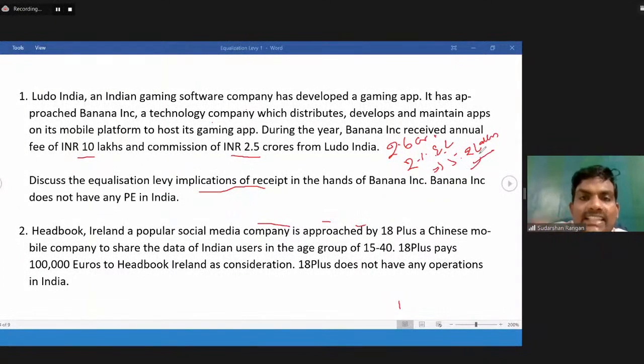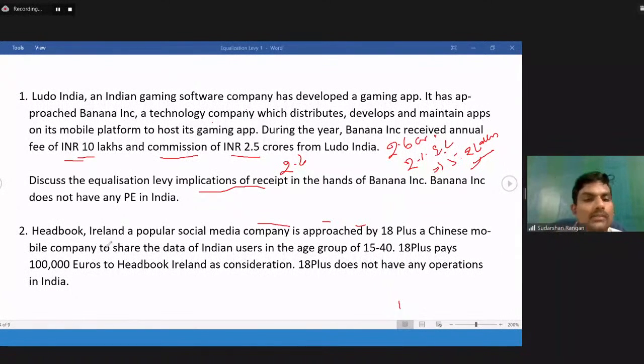The wording used in the act is "any consideration". So the consideration is commission of 2.5 crores and annual fee of 10 lakhs, which works out to 2.6 crores. I hope it's clear. Now let's look at the second point. This is in slight variation.